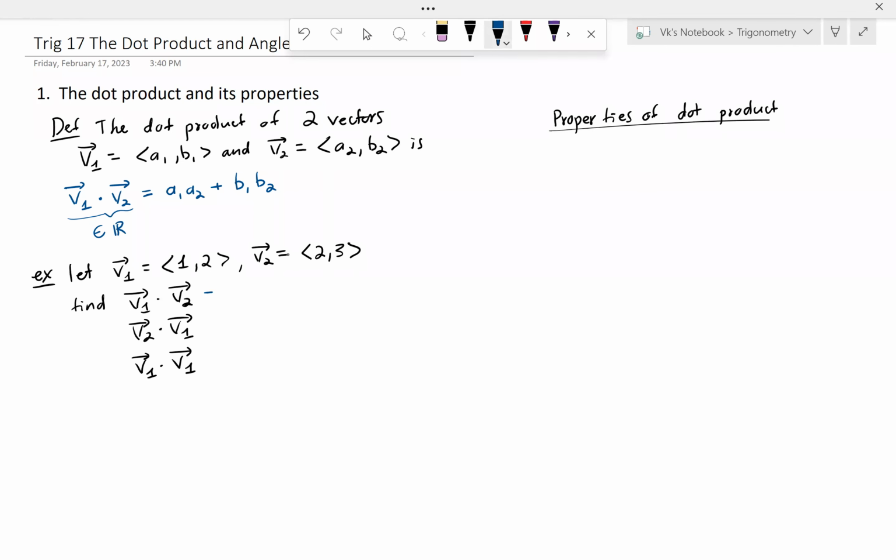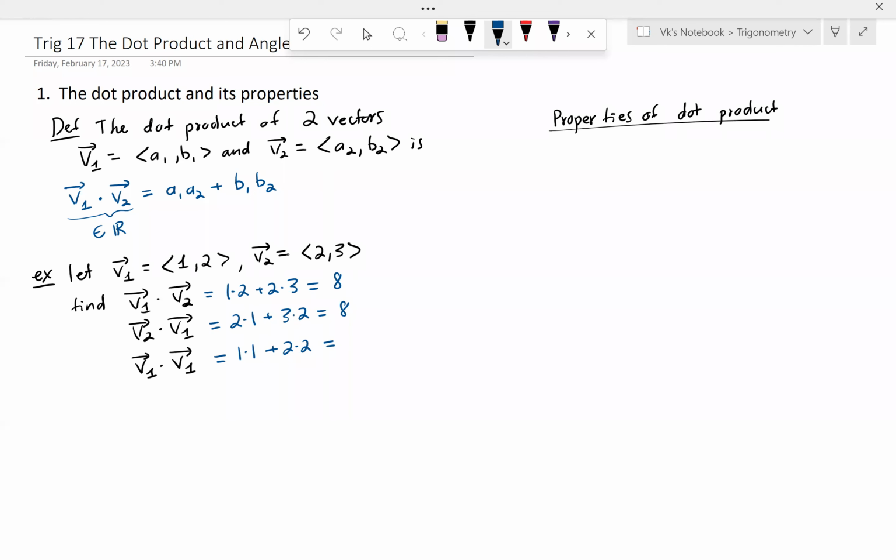So V1 dot V2 is 1 times 2 plus 2 times 3, which is 2 plus 6, 8. V2 dot V1 is 2 times 1 plus 3 times 2. It's also 8. V1 dot V1 is 1 times 1 plus 2 times 2.